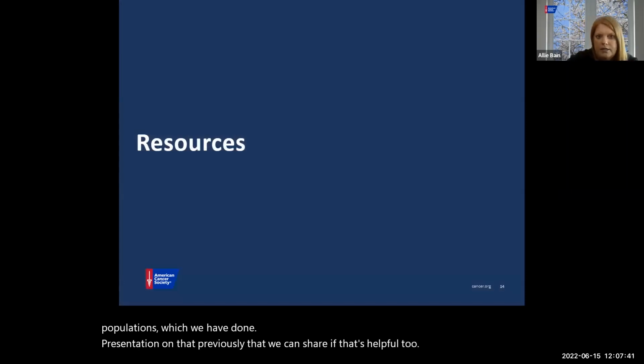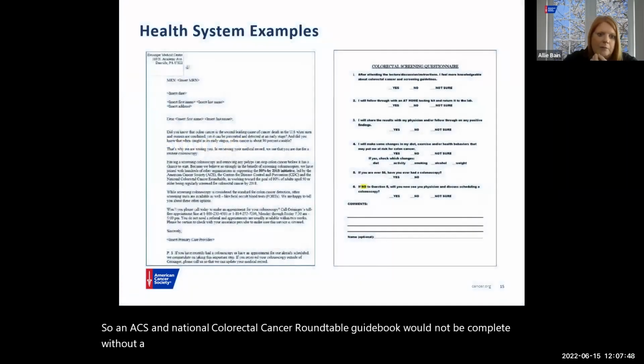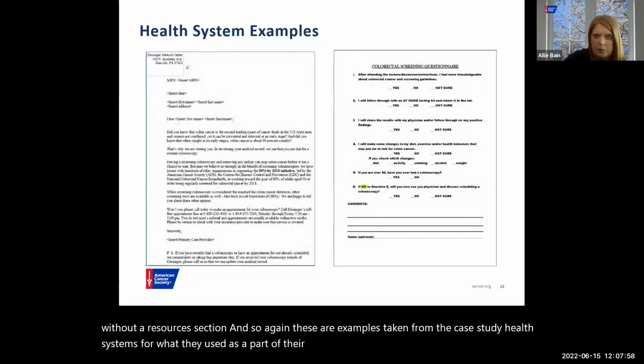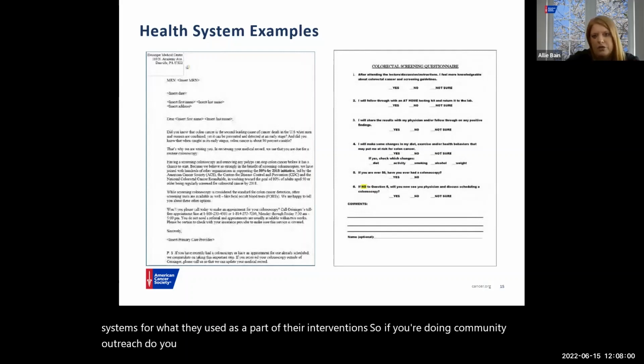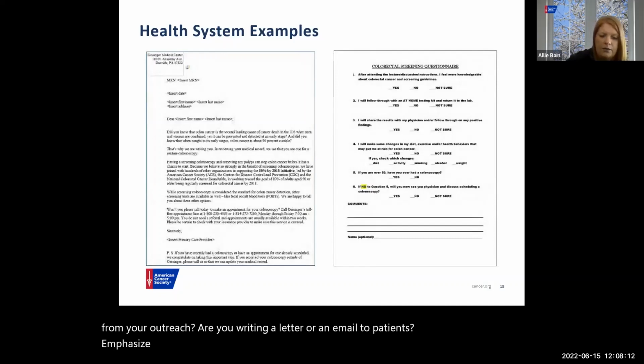An ACS and National Colorectal Cancer Roundtable guidebook would not be complete without a resources section. Again, these are examples taken from the case study health systems for what they used as a part of their interventions. If you're doing community outreach, do you need some kind of questionnaire to see if people actually learned something from your outreach? Are you writing a letter or an email to patients to emphasize the importance of screening? There are templates and examples of all of those kinds of things.